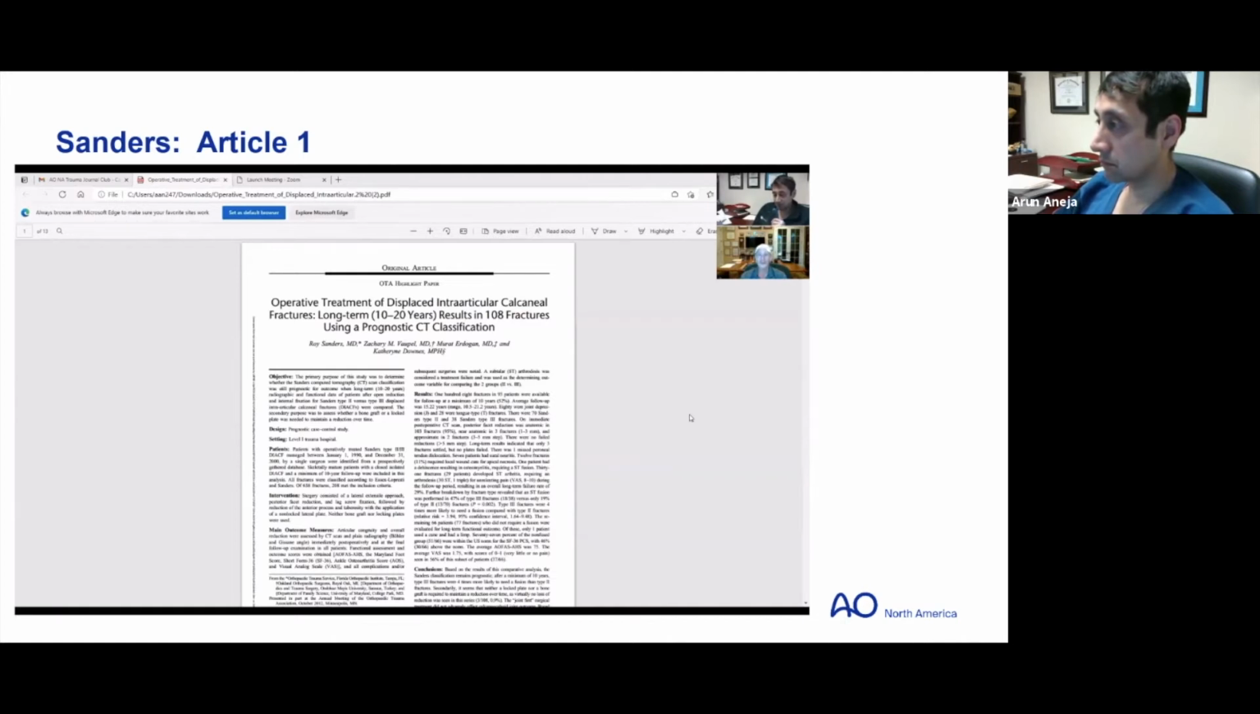Great. Thank you. There's nothing new in orthopedics. You noted about 100% of patients with Sanders 2 and 3 demonstrated radiographic evidence of post-traumatic arthritis, but yet only one-third underwent fusion, predominantly the Sanders 3.